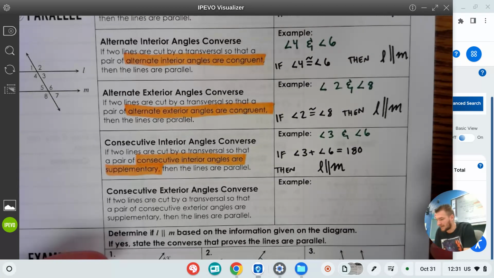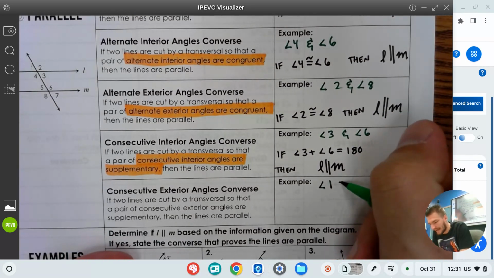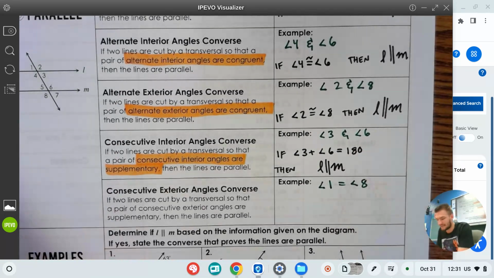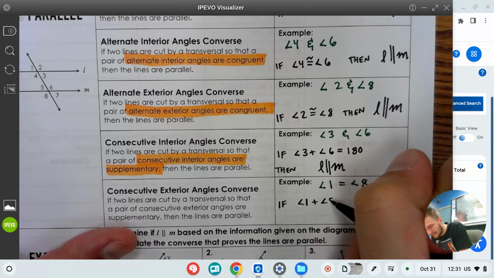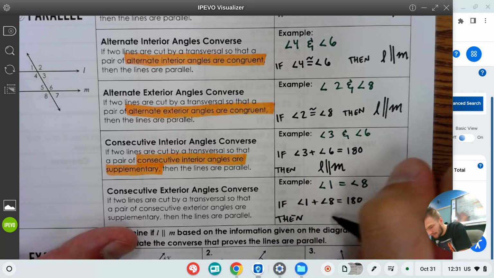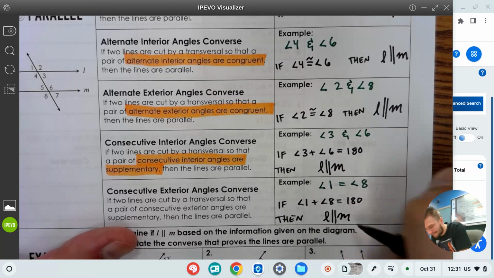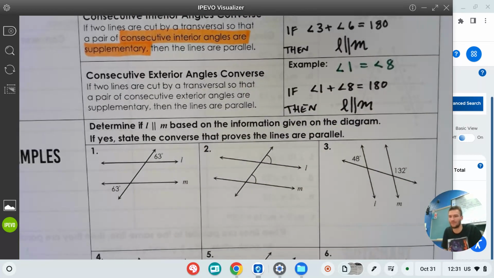Consecutive exterior angles. For consecutive exterior angles, if we pick them like 1 and 8, same thing. Let's just get through this. If 1 plus 8 equals 180, then they are parallel. I feel like we've been doing these definitions for too long, and we haven't done an actual question yet. Once we do an actual question, we'll realize it's basically the same thing we were doing yesterday, just in reverse order. Okay?